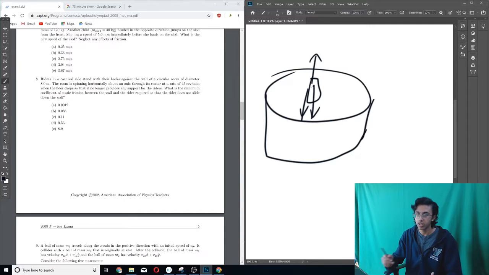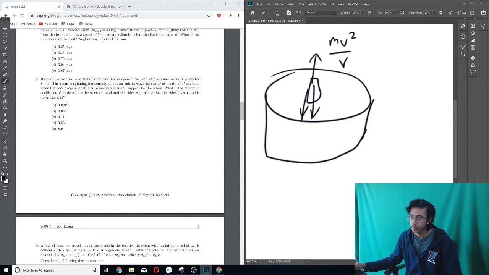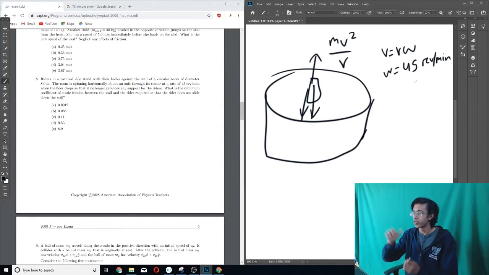The way you calculate centripetal force is mv squared over r, and then we know that v is equal to r omega, and omega in this case is 45 rev per minute. So we first convert this to radians, right?